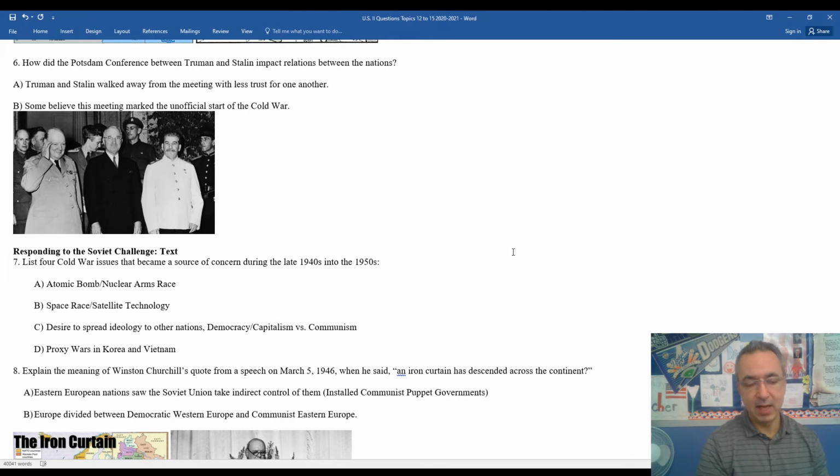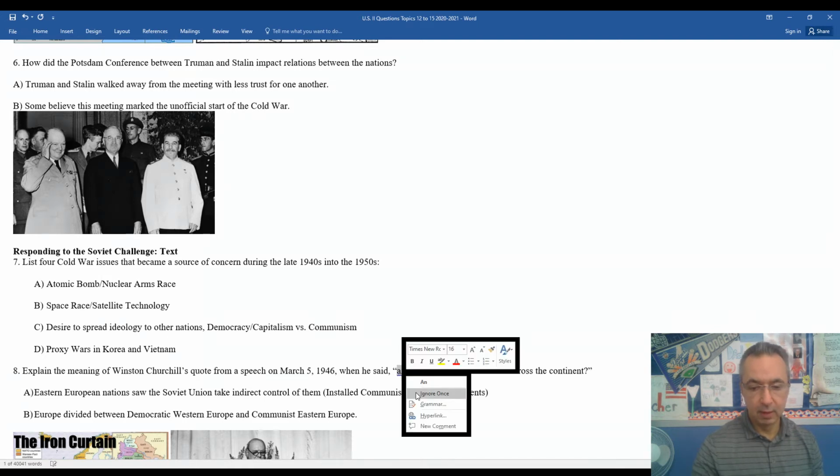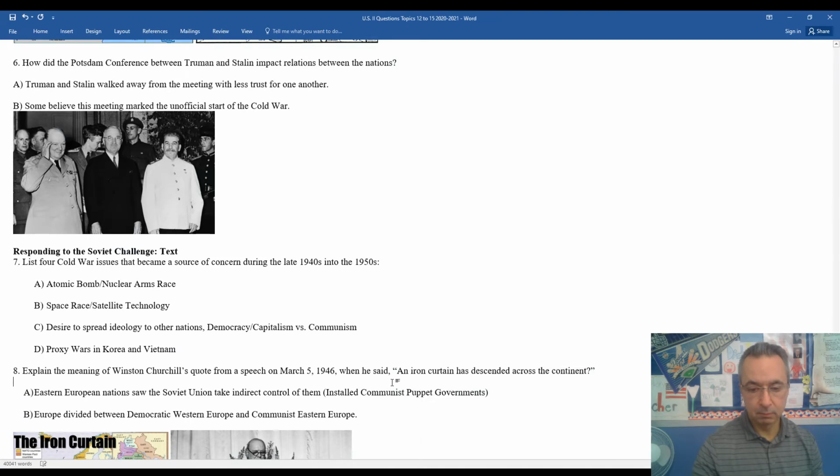The space race: both sides were looking to increase satellite technologies and potentially, eventually, orbit the Earth, potentially put the first person on the moon. A desire to spread their ideology, democracy and capitalism versus communism. And then they would begin to fight proxy wars in Korea and Vietnam. Proxy wars are where the United States and the Soviet Union do not declare war against each other, but they support the other sides that are fighting in the war.